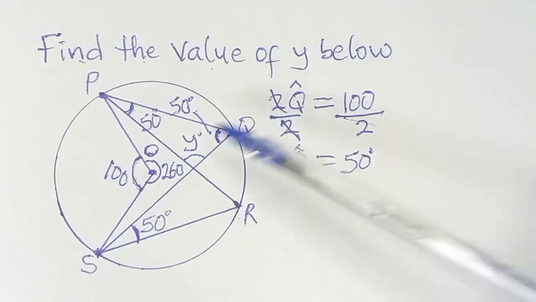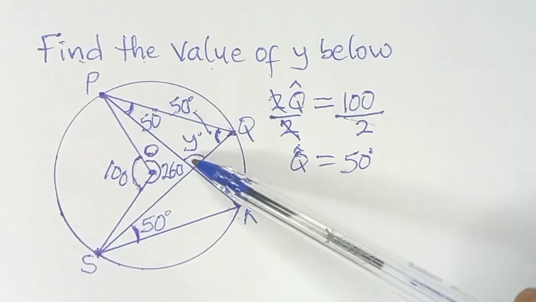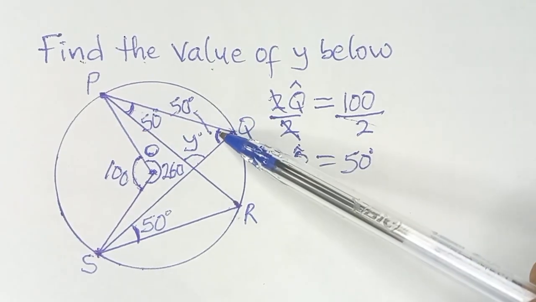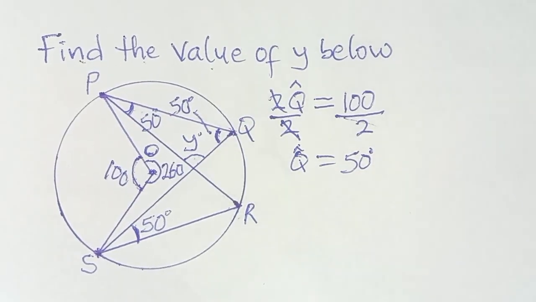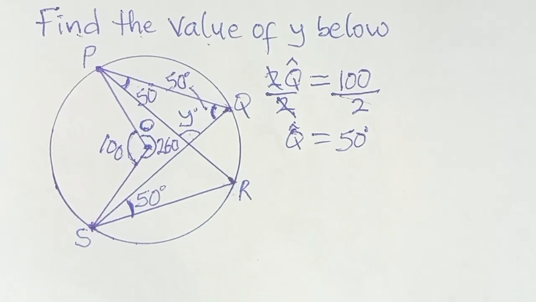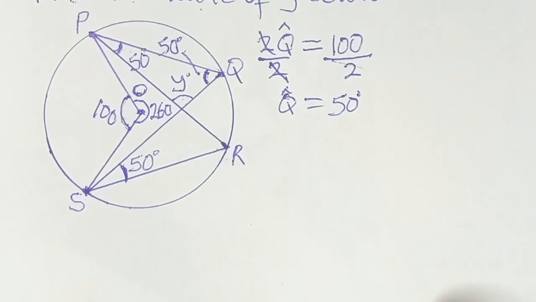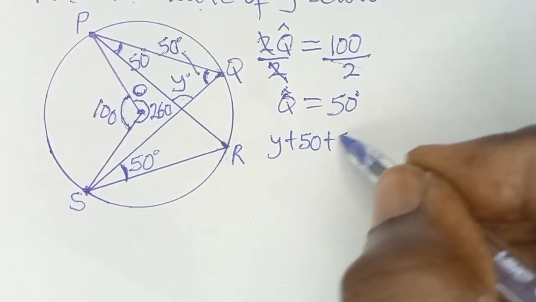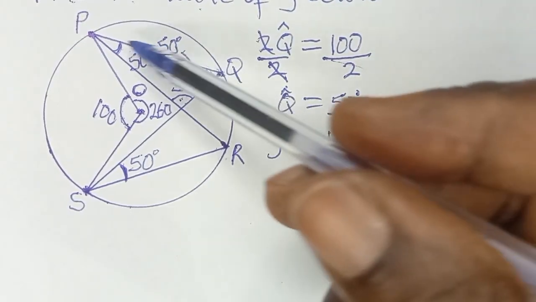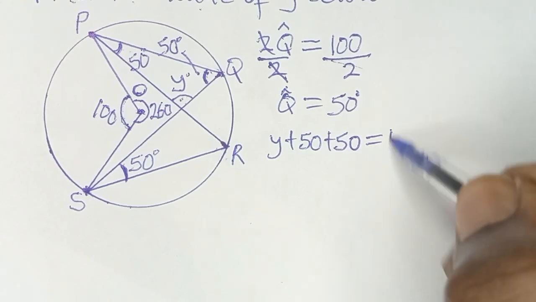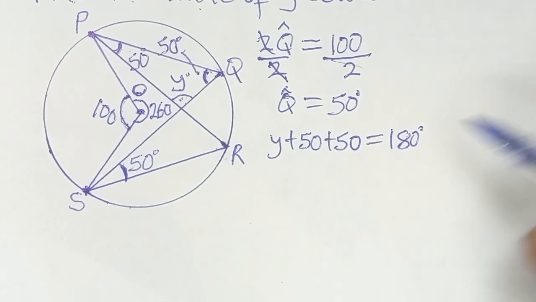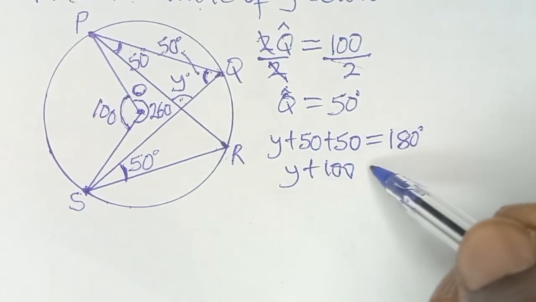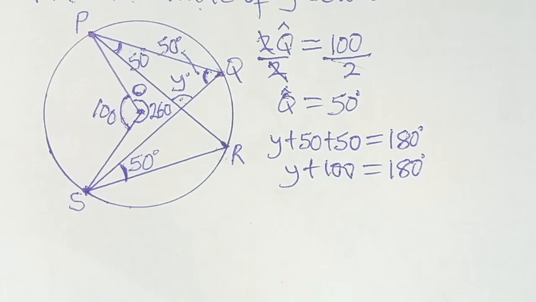Now, let's look at the final part to get the value of y. You agree that this is a triangle. We have 50 degrees, we have 50 degrees, and we have angle y. The sum of angles in a triangle adds up to 180 degrees. So I can simply say y plus 50 plus 50, the three angles in the triangle, add up to 180 degrees. Then 50 plus 50 is 100. So I say y plus 100 is equal to 180 degrees.